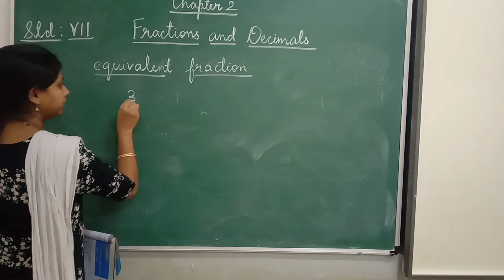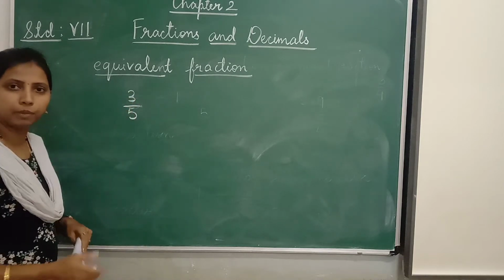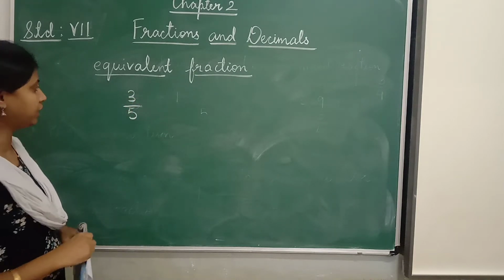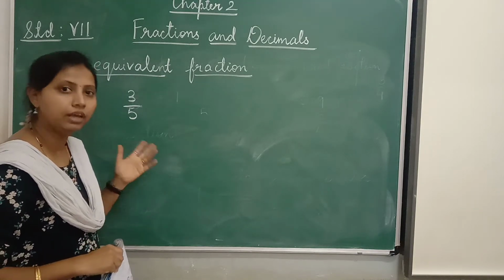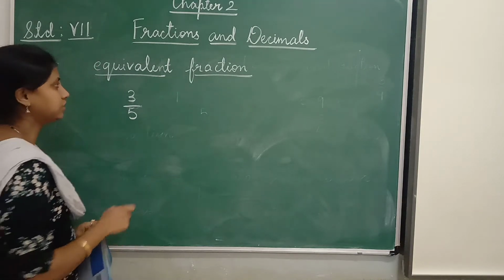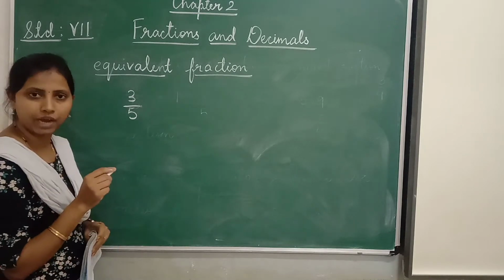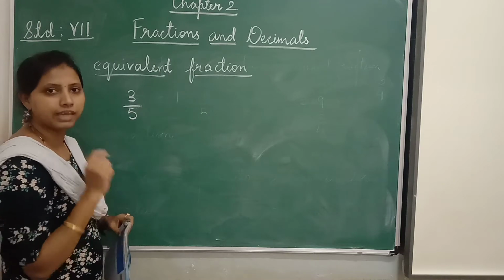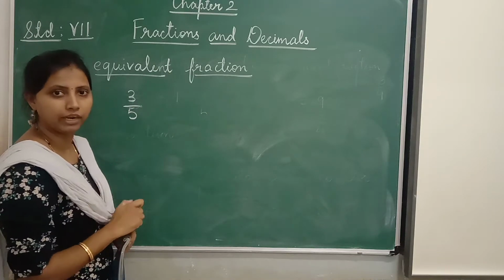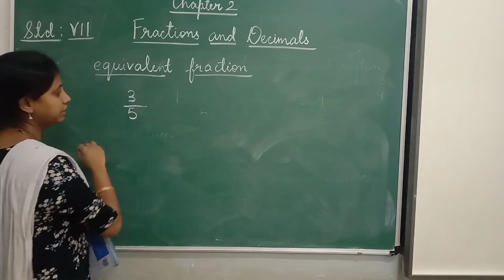Now for example, 3 by 5. 3 by 5 is a fraction. They may tell you to write 2 equivalent fractions, or write 5 equivalent fractions. Then how are you going to write? Whenever you have to write an equivalent fraction, multiply the numerator and the denominator by the same number to get its equivalent fraction.